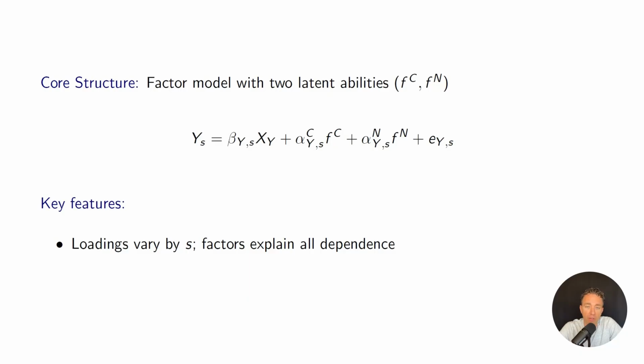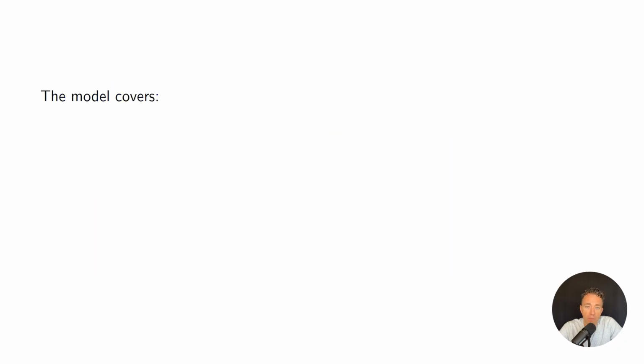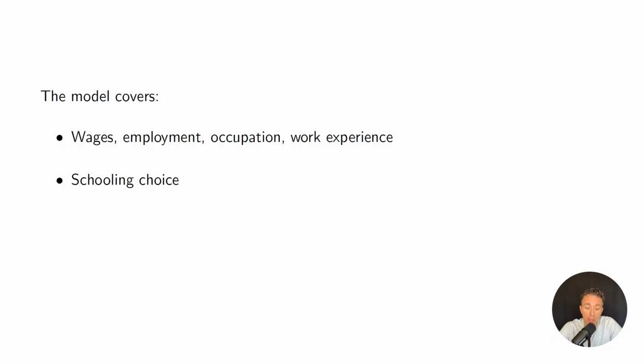So this is just standard factor model assumptions, although they are being a little bit more specific about having separate loadings for separate levels of schooling. So their model is going to cover a lot of different outcomes. It's going to cover a lot of labor market outcomes like wages and employment and occupation and work experience. They're also going to cover schooling choice and risky behaviors such as smoking or drugs or crime or pregnancy.